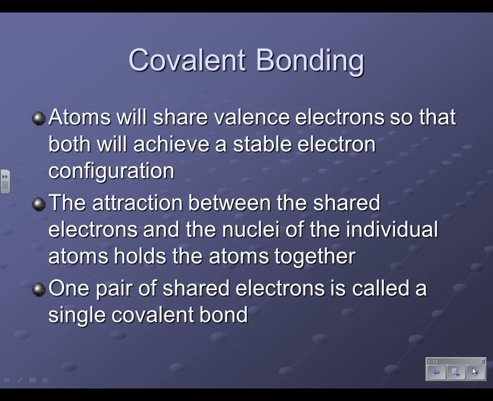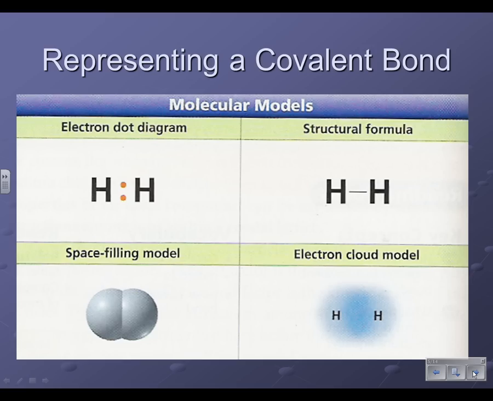So let's talk about representing that bond. Here, this is representing a bond between 2 hydrogen atoms. Up in the top left, that's the electron dot diagram. That's basically what I just drew for you, where we're sharing a pair of electrons, right? In this case, hydrogen, being a small atom, it only needs 2, right? Going back to some of those exceptions.